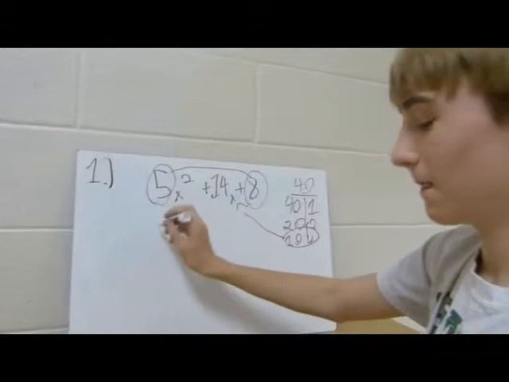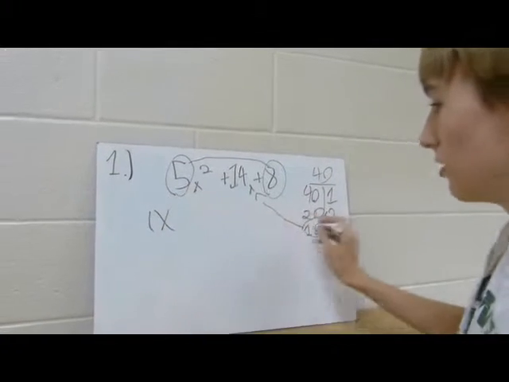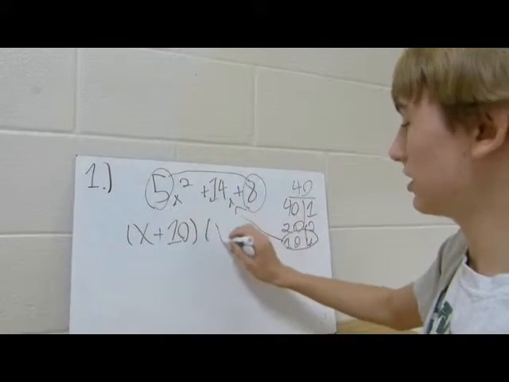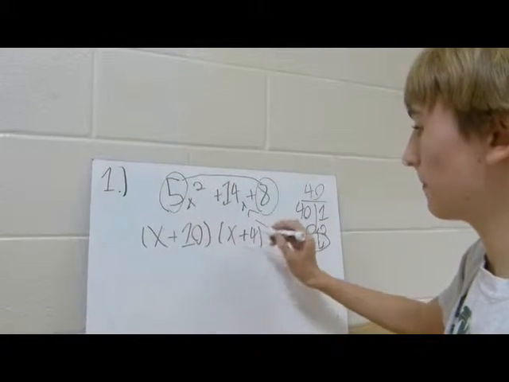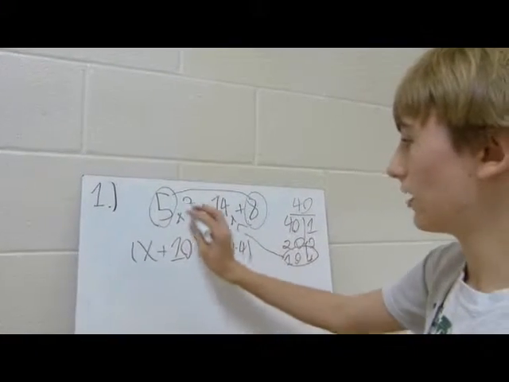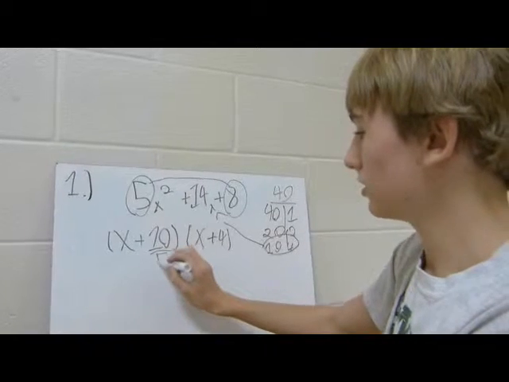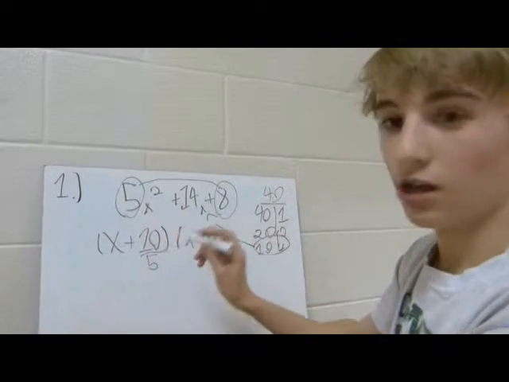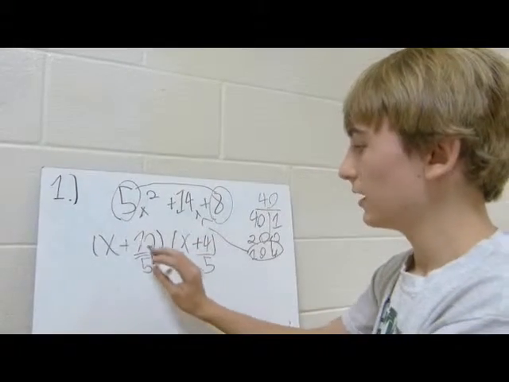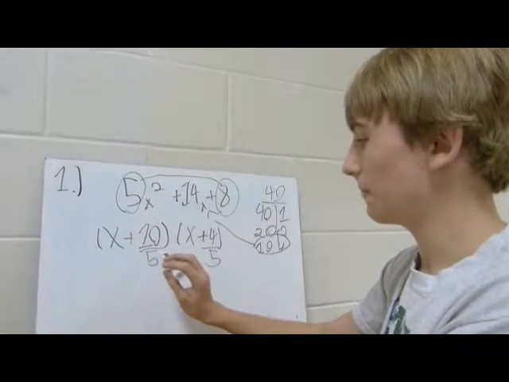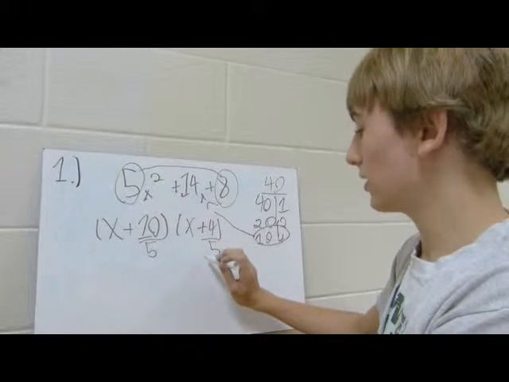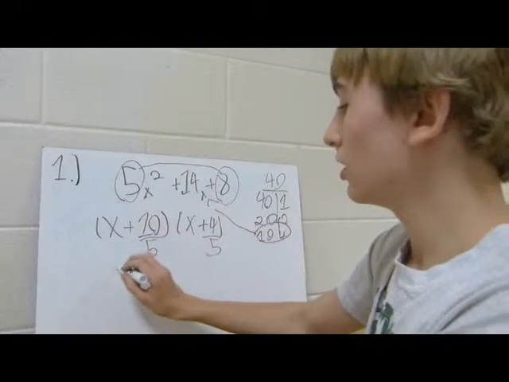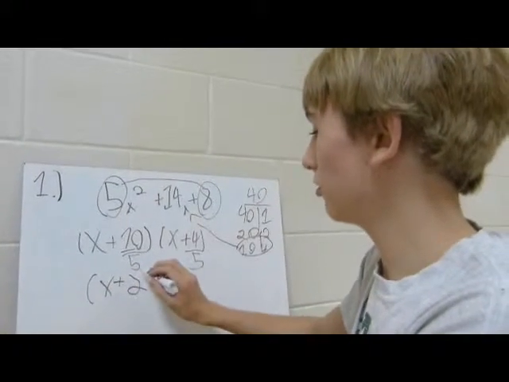And so you would set these numbers equal to x. So it would be x plus 10 and x plus 4. But then you have to divide by your A term. All of the terms that don't equal out, you have to bring the bottom term to the front. So for this one, they equal out to 2, so you would just leave it at x plus 2.